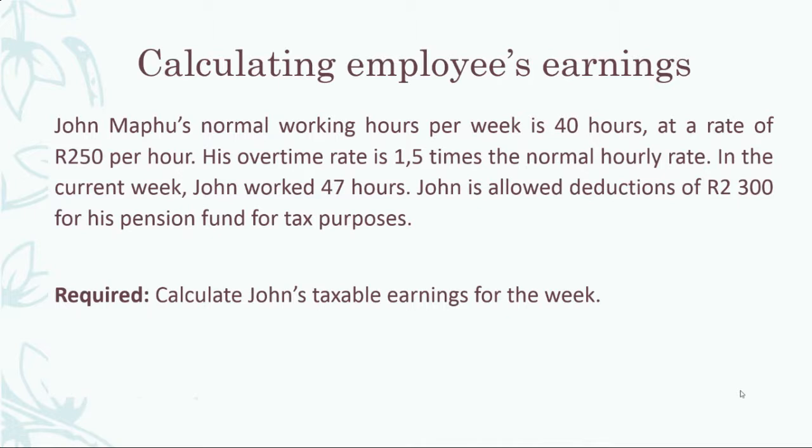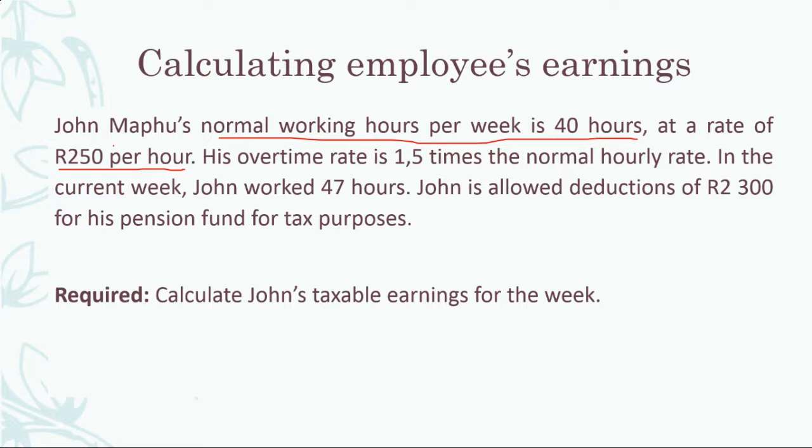Okay, so how do we work out the basic salary? Let's quickly have a look at it. The first thing you have to do is look at what their normal working hours were. The normal working hours was 40 hours according to this question, and we get paid 250 Rand per hour. So for your normal hours, you take the 40 hours and multiply it by 250 to work out the basic salary.